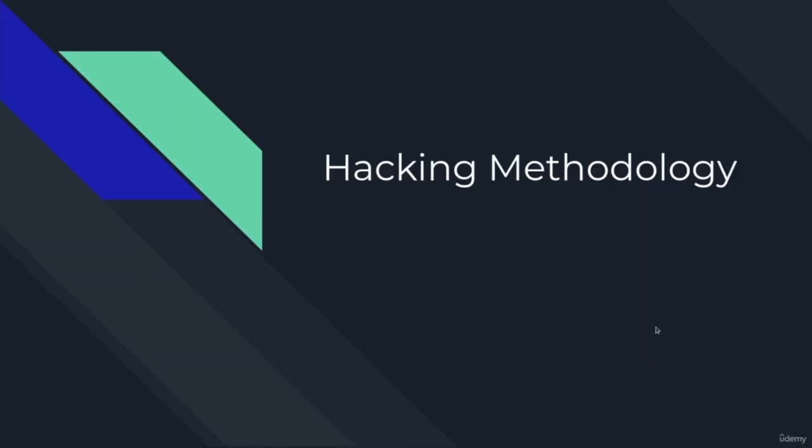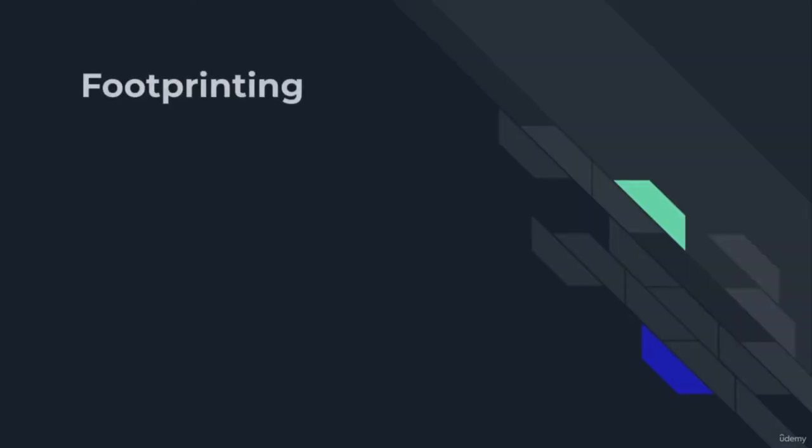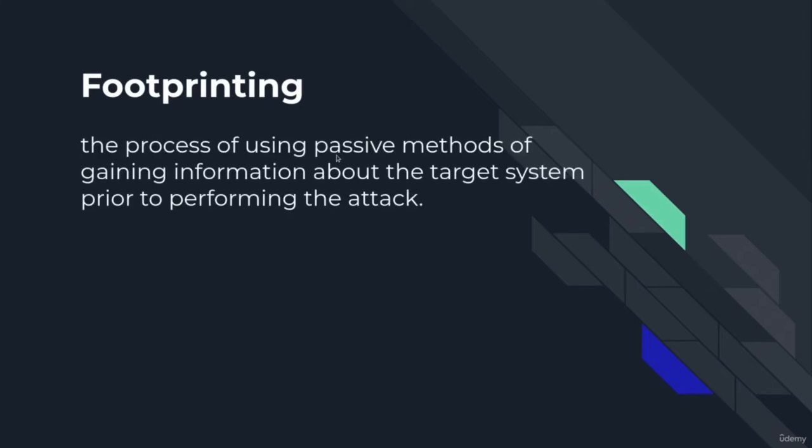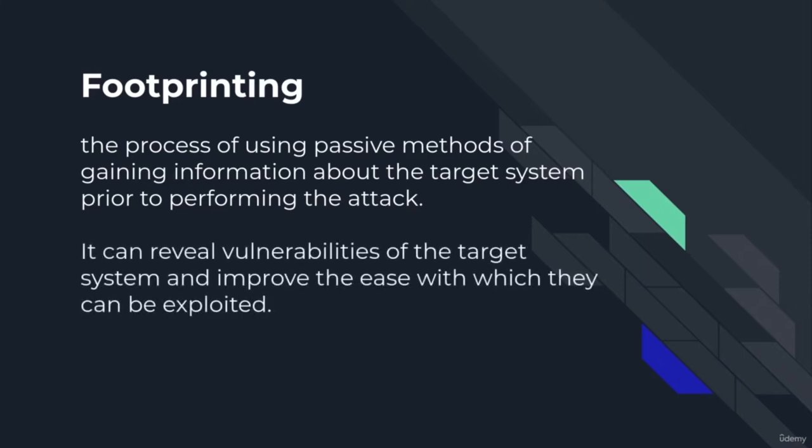Now it's time to talk about hacking methodology. The first thing is footprinting. It is the process of using passive methods of gaining information about the target system prior to performing the attack. It can reveal vulnerabilities of the target system and improve the ease with which they can be exploited.